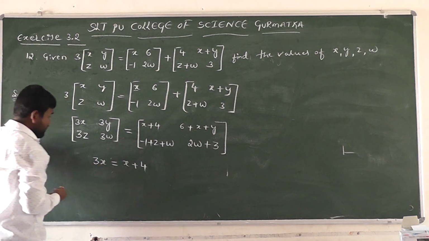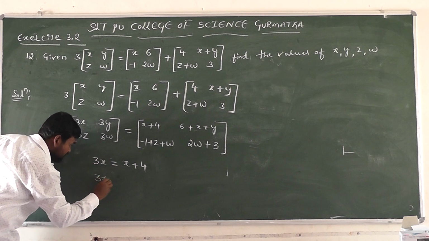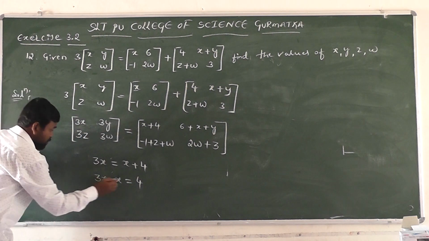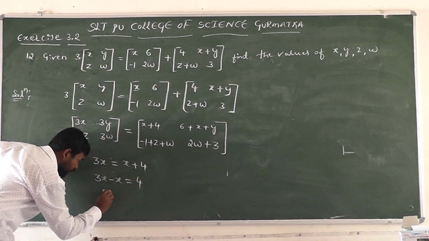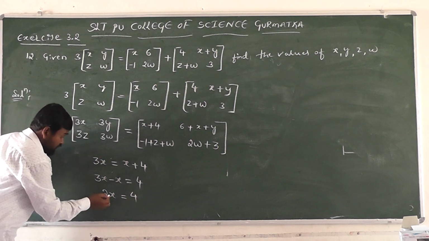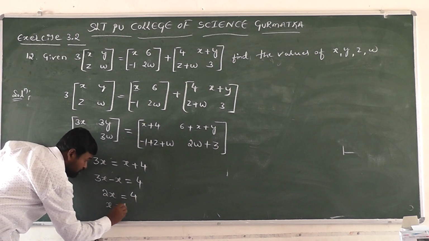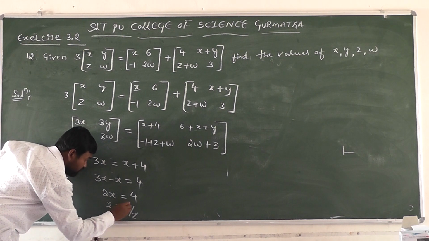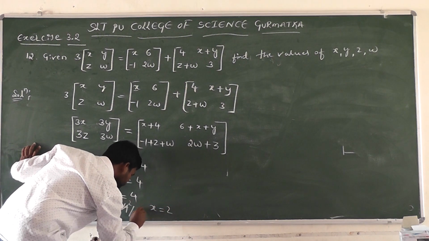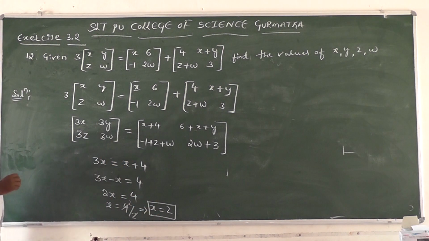What is the value of x? Then this plus x we have to move to that side. What happens here? 3x minus x is equal to 4. 3x minus x is how much? 2x. 2x is equal to 4, right? Then multiplication term converts into dividing term. Then x is equal to 4 divided by 2, and x is equal to 2. The x value comes here, right?